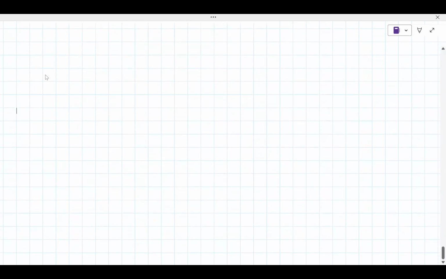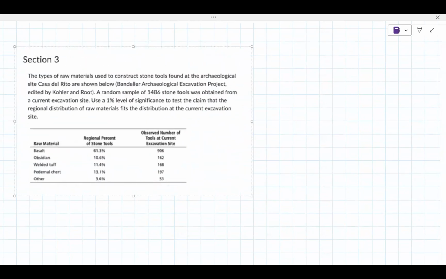Okay, so this one's a little bit more involved for question 12. You have to actually calculate the expected values. To do that, you take each of these percentages and multiply by the 1486. I'm going to do that in some software to speed this up a little. Give me just a moment to enter this information.